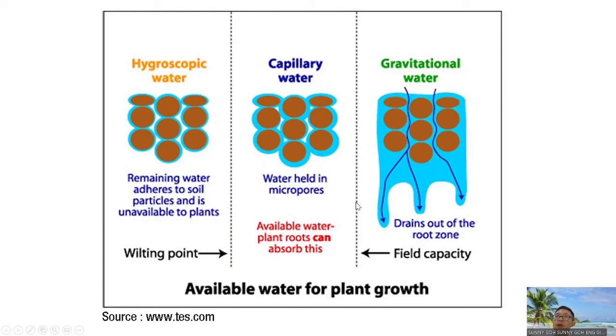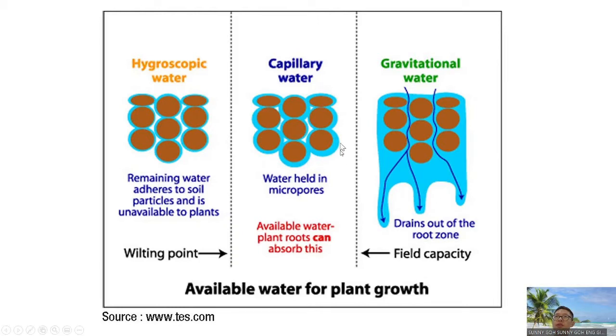All right, so at field capacity, there are some holes between the soil particles, as you can see here. This is the stage where it is called capillary water. So the water that is left after the gravitational water drains out is called capillary water, the water held in micropores. So this is available water, which plant roots can absorb. This capillary water is also the water that is available for plant roots to extract.